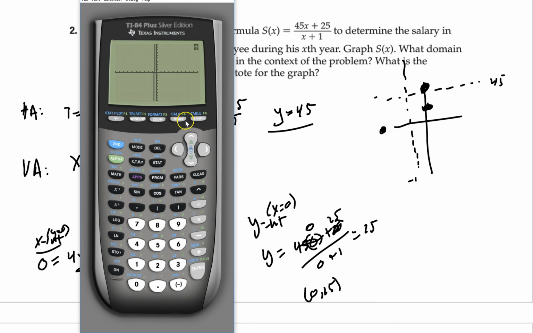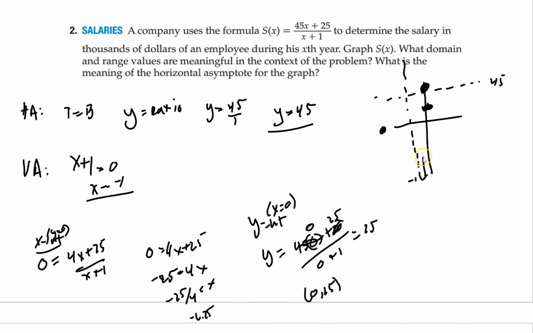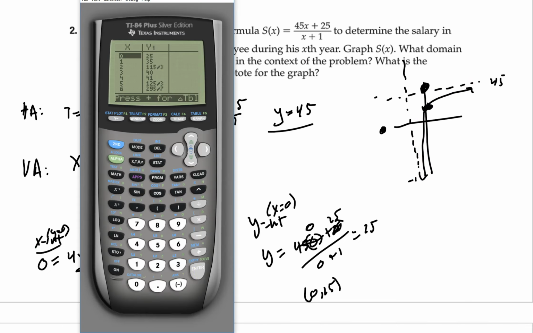So if we're not sure, you can always hit our table. Now look at what's going on at 0. We're at 25, like we said, right here. At 1, we're at 35. And then it gets really close to 45 already. You see 40, 41. Our graph's doing this right here. Remember, our window's really off too. If I wanted to, I could fix our window with a little zooming out. But let me go to the other side first.